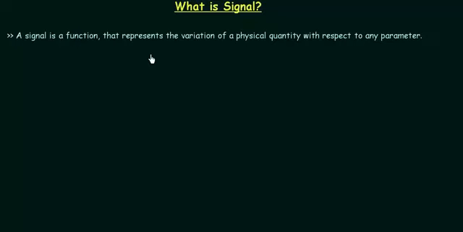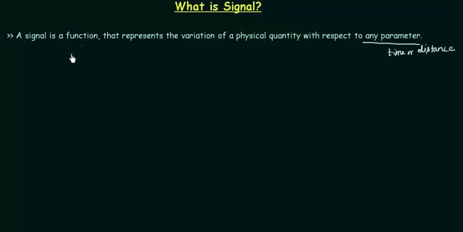What it is: a signal is a function that represents the variation of a physical quantity with respect to any parameter. This parameter is the independent quantity, and it is generally time or distance. So the function is definitely dependent upon this independent quantity, and I hope you already know about the function from your mathematics course, but we will also see one example that will clear these things more.